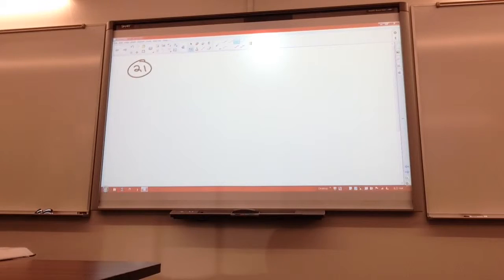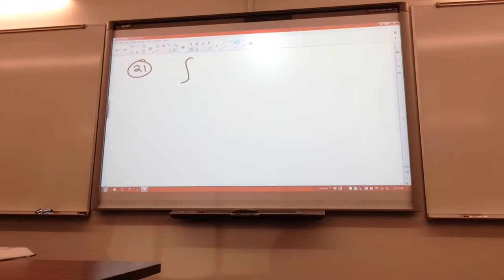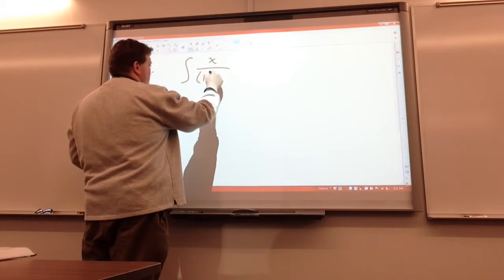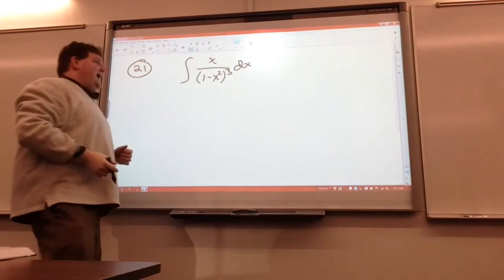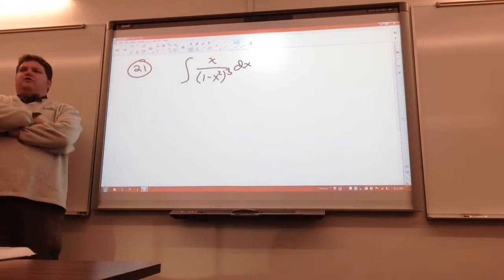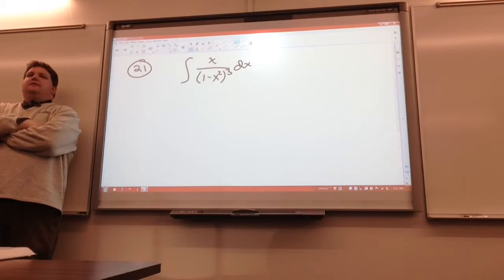Okay, so 23, we've got the integral of x over 1 minus x squared cubed dx, like so. Okay? Yeah, I got that right. First question you should ask yourself is, can I do this normally? No. We don't have any tools or rules to handle something like this.